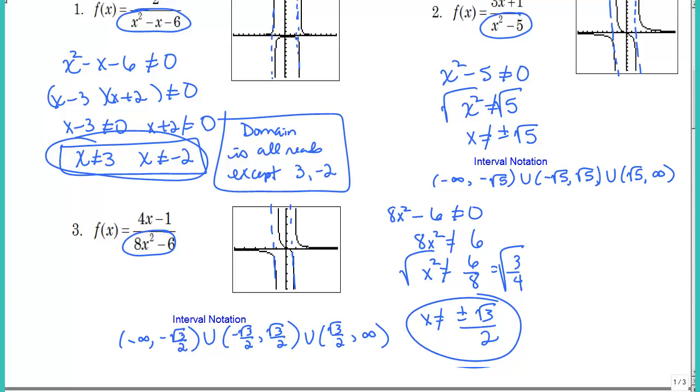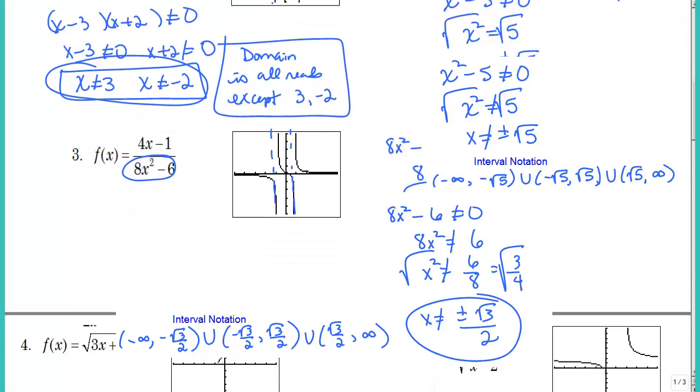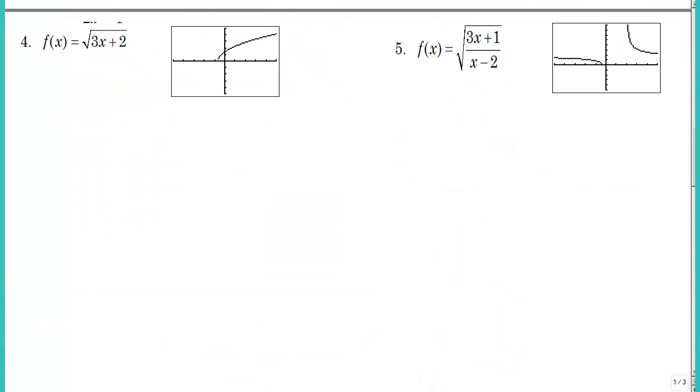Now those were kind of easy. Let's see how they get more difficult. Let's look at these square roots. Right. You have to set the radicand, the part that's underneath the radical, greater than or equal to 0, and solve for x. Now that looks pretty easy.